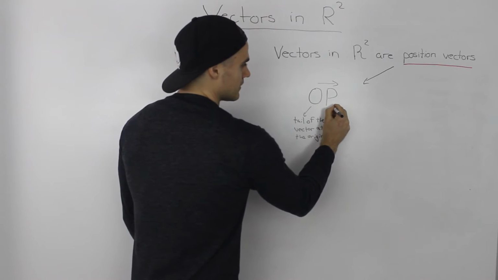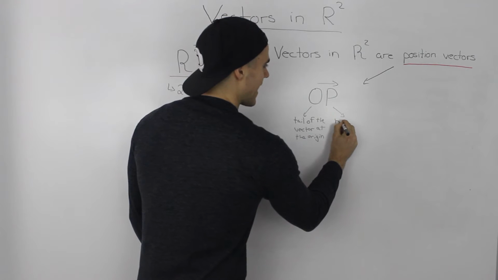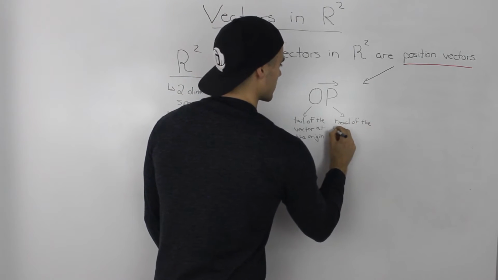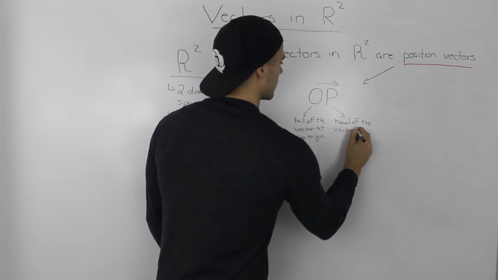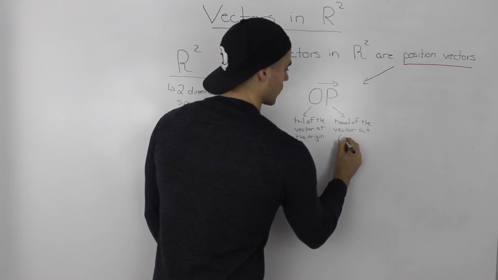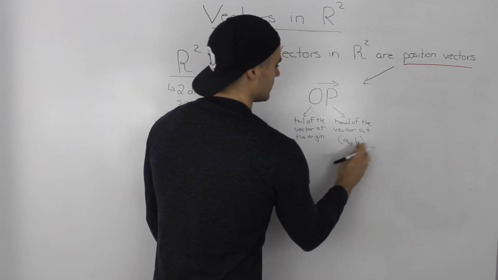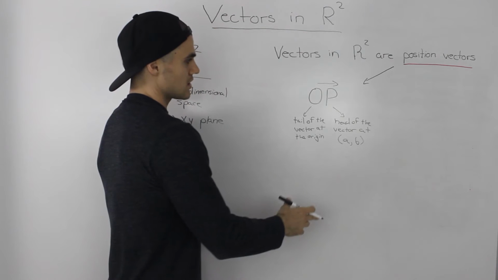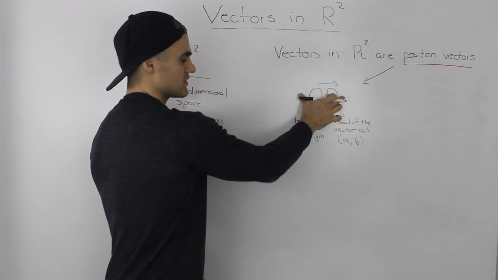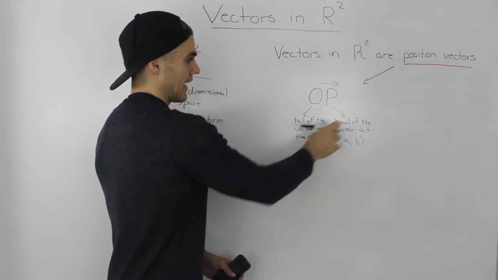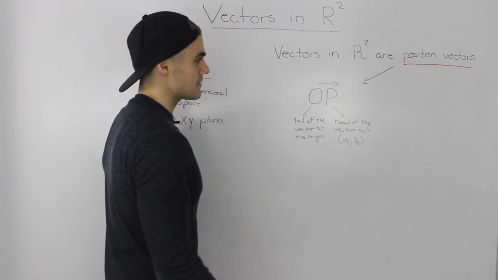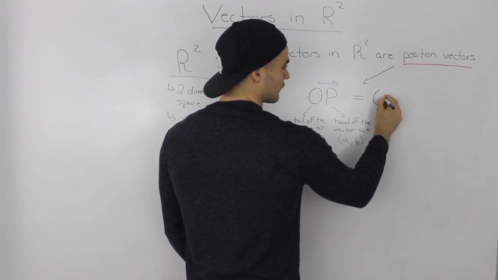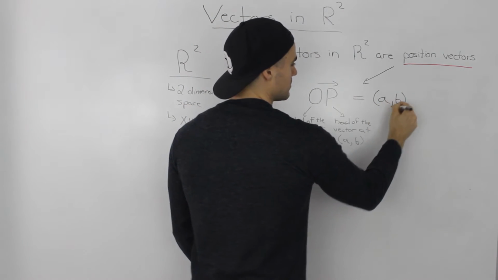And then this P represents the head of the vector at some kind of coordinate AB. AB would obviously be some kind of numbers. So the tail of this vector is always at the origin, and then the head of the vector is at some coordinate AB. So we could also represent this vector in coordinate form as AB.